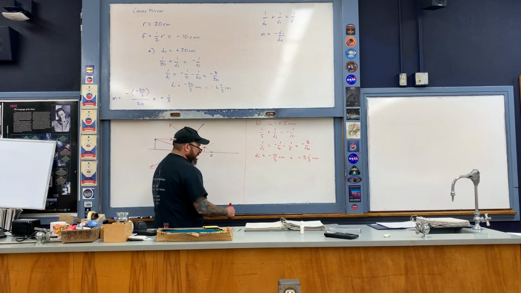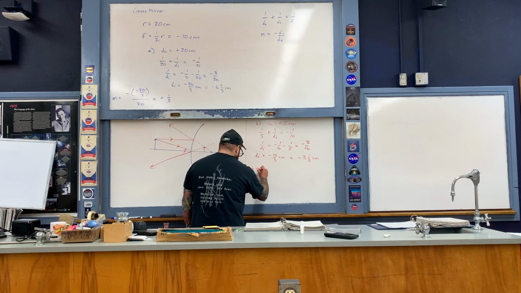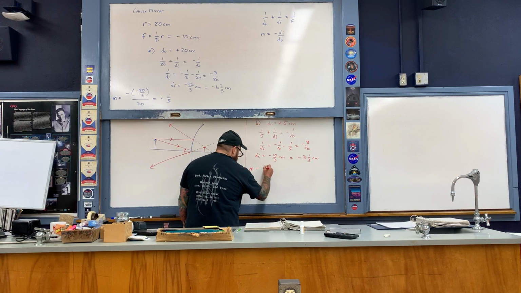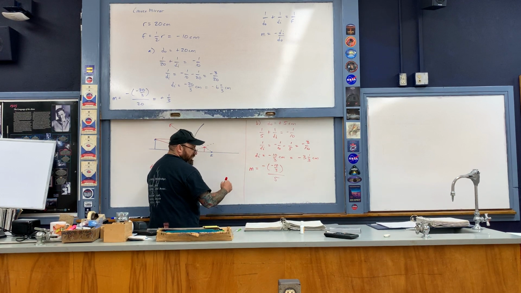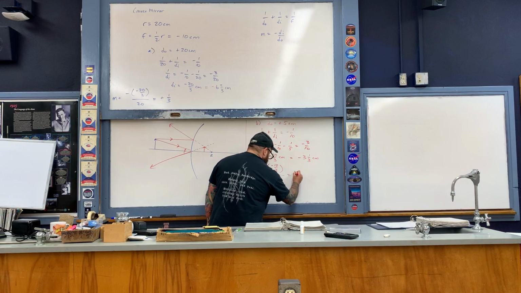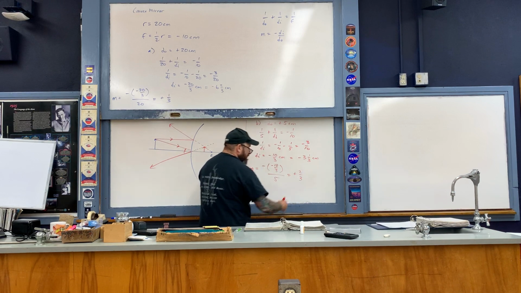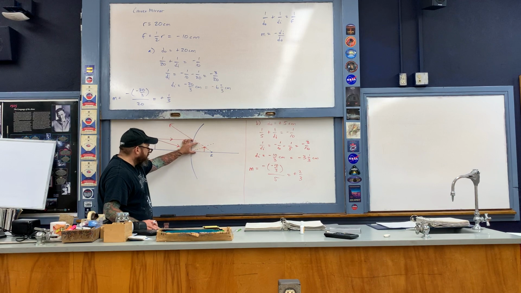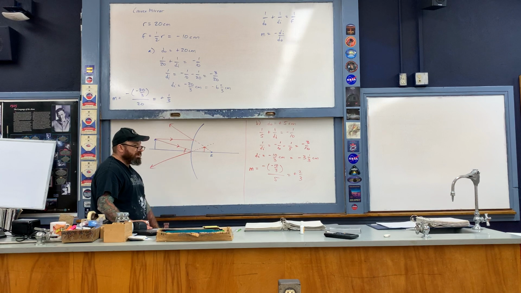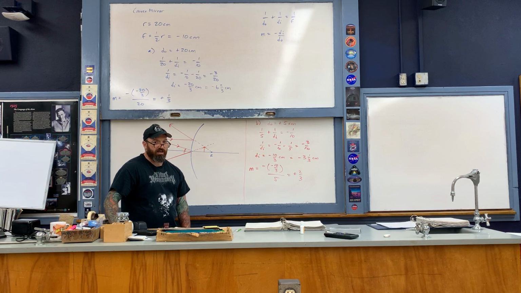However, watch what happens when I calculate the magnification. So the magnification is negative dI over dO. Negative signs cancel, do a little bit of math there, and it ends up being positive 2/3. So you end up with the image being a little bit larger than it was earlier, and it's a little closer to the mirror, but other than that, it's basically the exact same ray diagram.